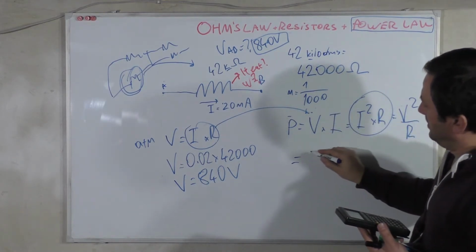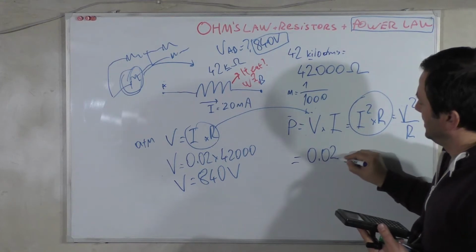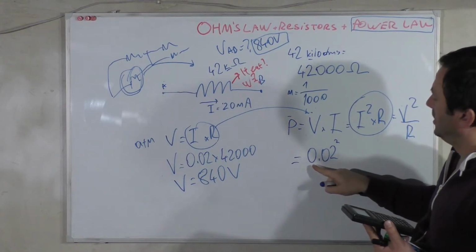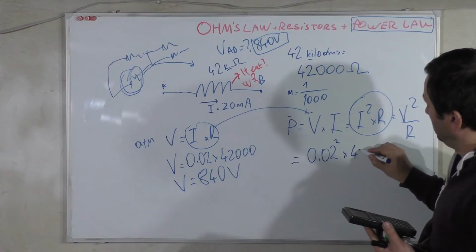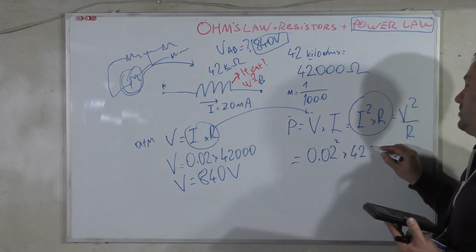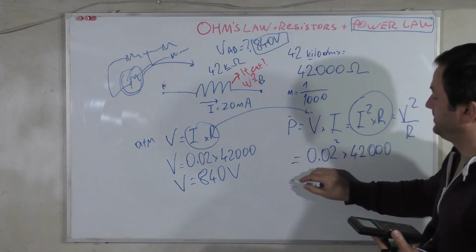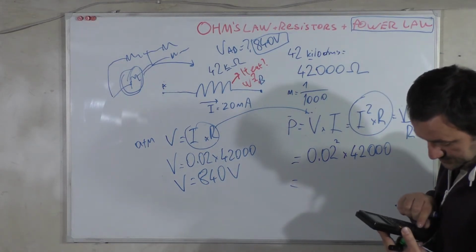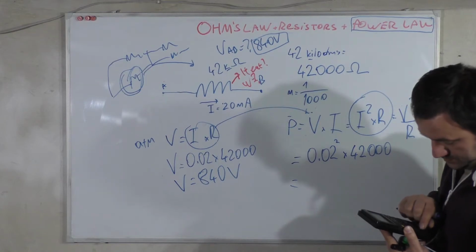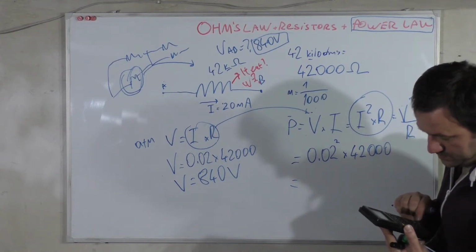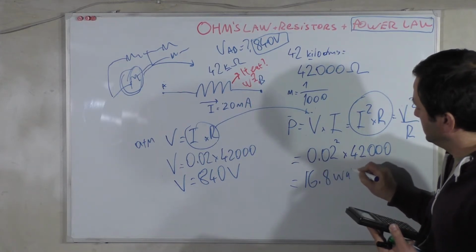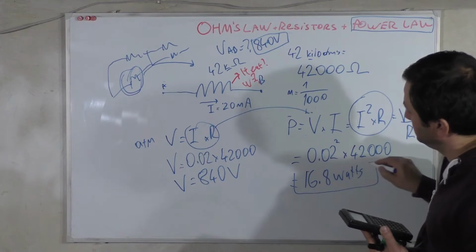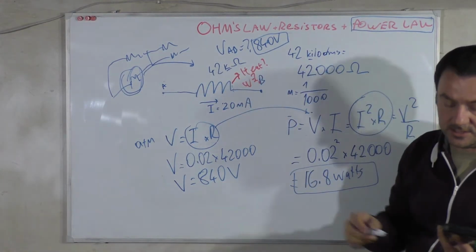So it is the square of the current, 0.02, multiplied by our resistance. I can type K, or I can type it like that. Let me do it. It's 16.6 watts. That is the power consumption of that resistor.